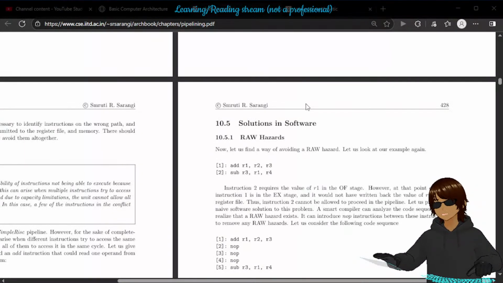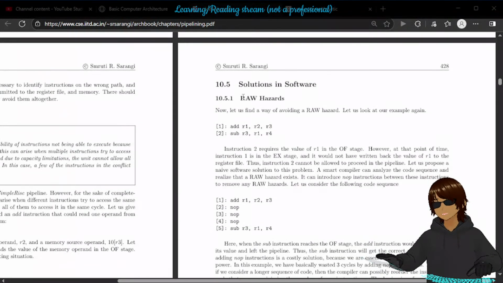Now they're going to talk about solutions. So, read after write hazards. Now let us find a way of avoiding a read after write hazard. Let us look at our example again.